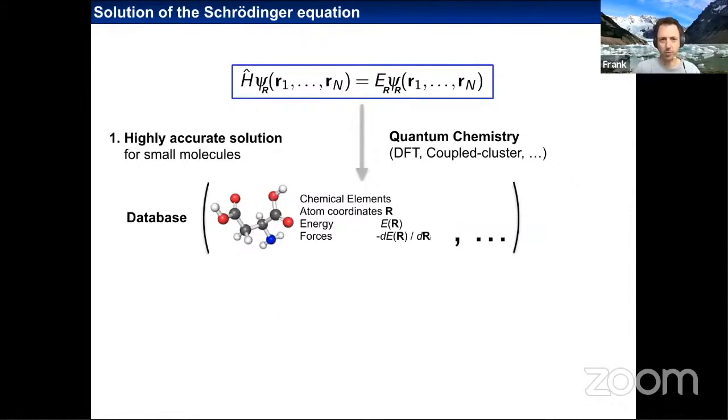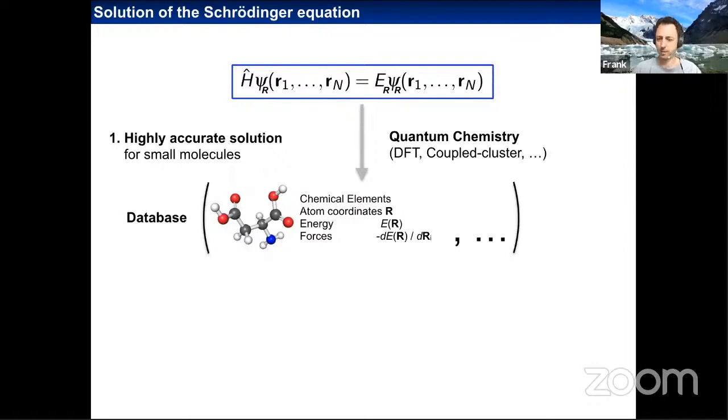Now, as you have surely seen before in other talks of this workshop, there are many ways to approach the solution of this electronic Schrödinger equation. It can only be exactly solved for the hydrogen atom, but there are many approximation methods in quantum chemistry that are very successful, such as density functional theory, coupled cluster, etc.